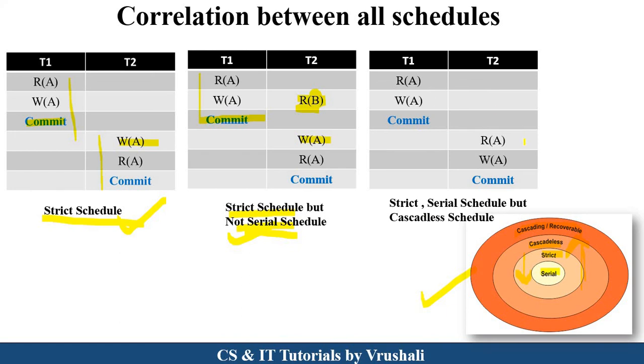This is a strict and serial schedule but also a cascadeless schedule. How? See here. It performs read write operations and mentions the commit, and after commit, read write operations are performed. Okay. But after commit it performs the read operation. So this is called a cascadeless schedule. Clear? So a serial and strict schedule is also a cascadeless schedule and all the schedules are recoverable. Clear? So this is the relation between these.